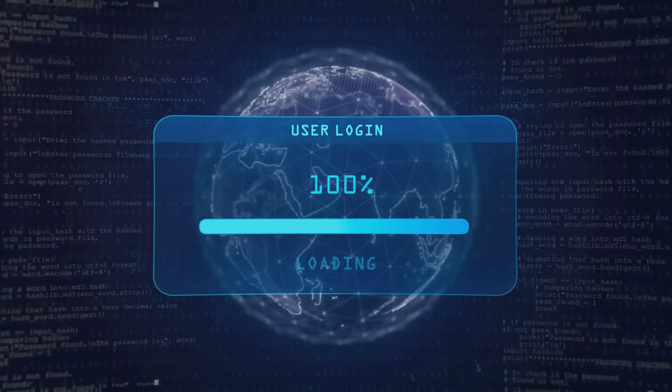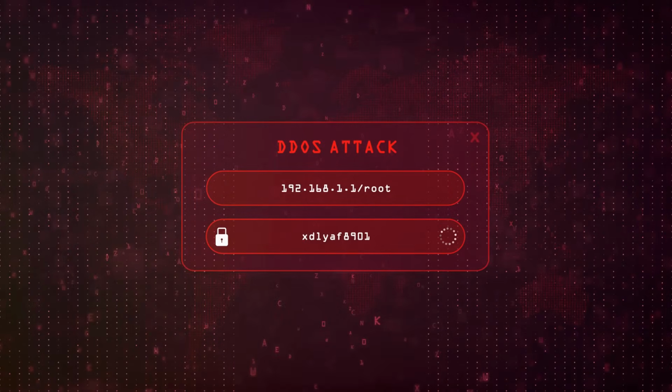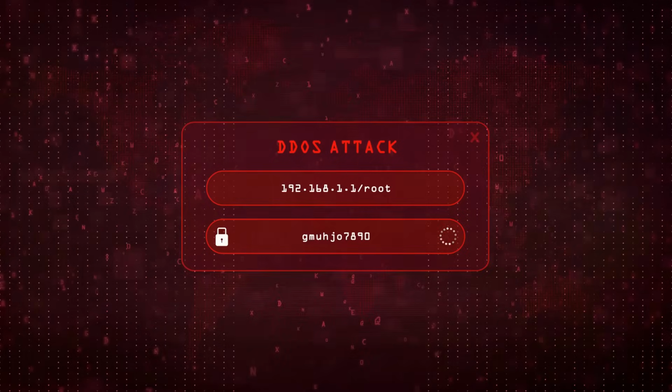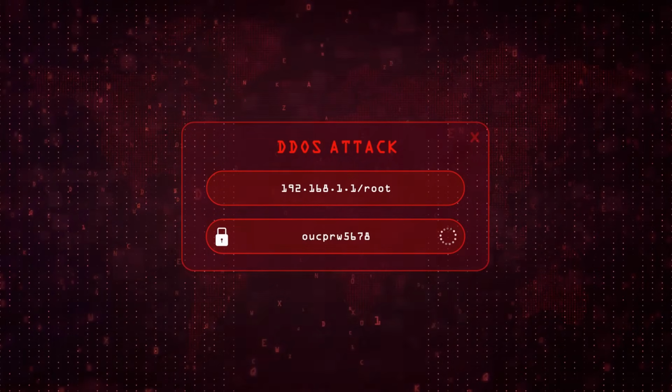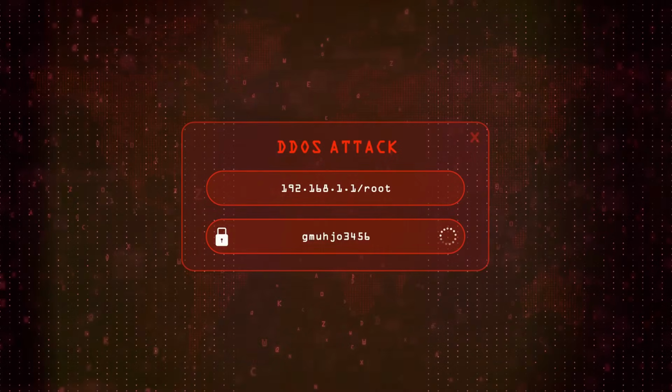It tries to respond to all the requests, but there are just too many. The system's resources are stretched thin and it starts to slow down. Eventually, it might stop responding altogether. Legitimate users trying to access the system find that it's unavailable or extremely slow.